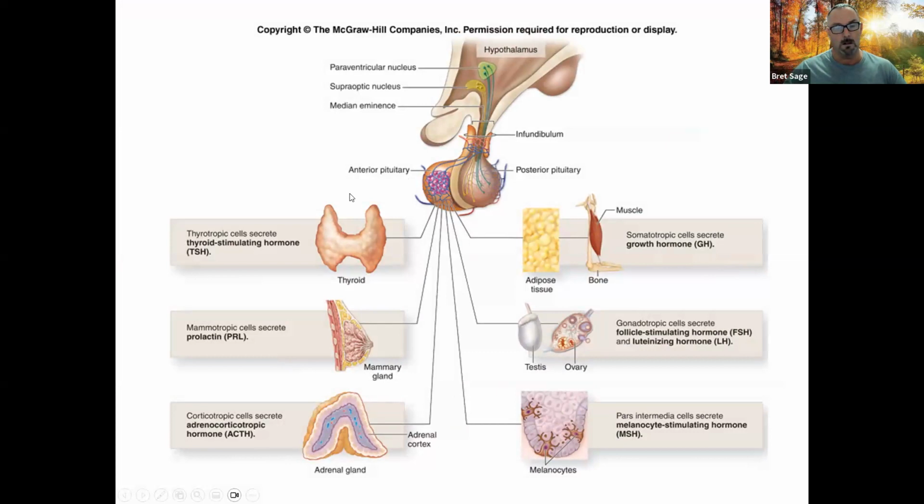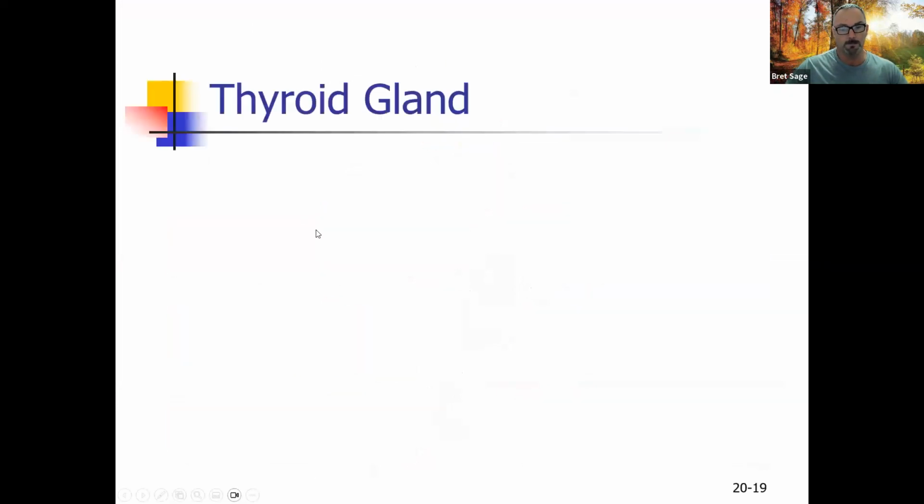This also shows you what some of the glands that are affected by the anterior pituitary are: thyroid, mammary gland, adrenal gland. Growth hormone affects both adipose and muscle, reproductive hormones, and melanocyte stimulating hormone, MSH, and some of the hormones that the anterior pituitary produces.